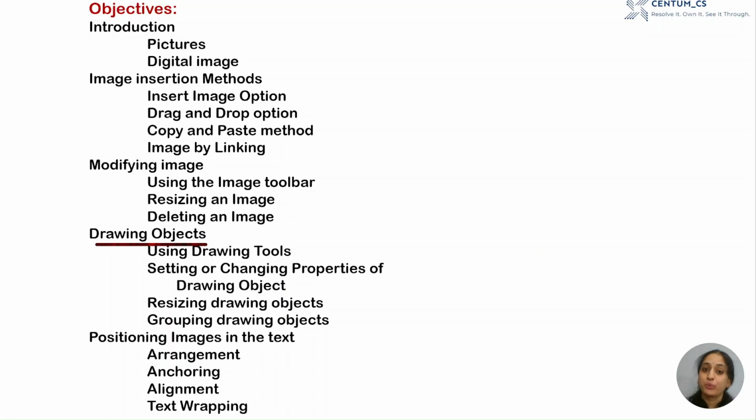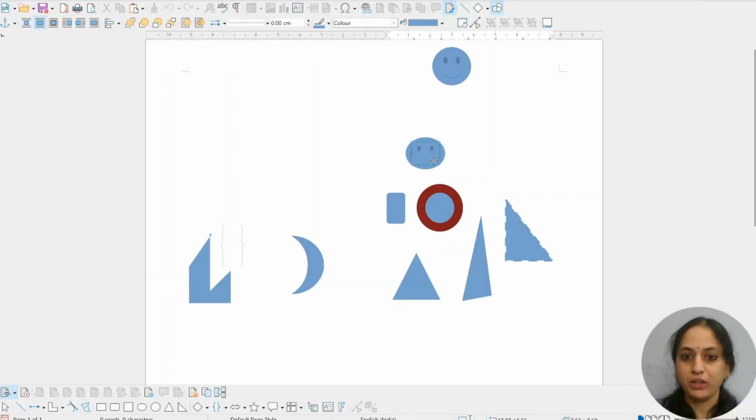In this video, we discussed drawing objects: how to use drawing objects, where we are going to get those drawing objects, setting their properties, then resizing drawing objects, grouping and ungrouping of drawing objects. In the next video, we will be discussing positioning image in the text. Till then, bye-bye.